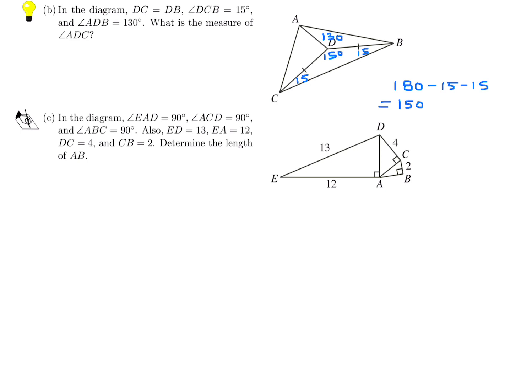And then now they want you to figure out ADC, which is this angle right here. Well, all of the angles all the way around have to add up to 360. So that means angle ADC plus that 130 plus the 150 all have to add up to 360. So solving, you get ADC is equal to 360 minus 130 minus 150, and if you do that, you get 80 for ADC.